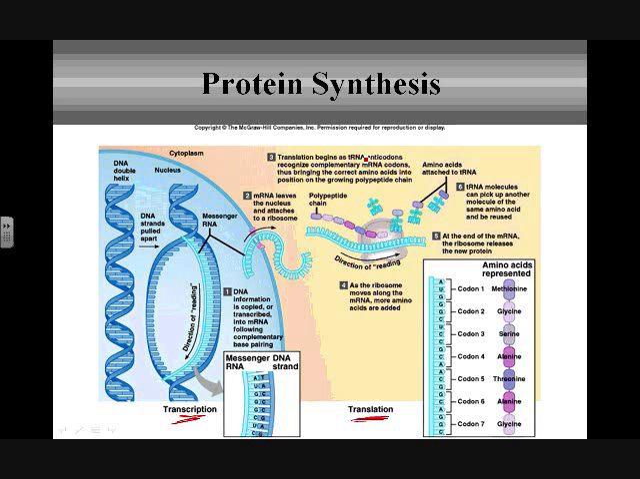Translation begins as tRNA anticodons recognize complementary mRNA codons, thus bringing the correct amino acids into position on the growing polypeptide chain. As the ribosome moves along the mRNA, more amino acids are added. At the end of the mRNA, the ribosome releases the new protein. tRNA molecules can pick up another molecule of the same amino acid and be reused. So the tRNA basically just comes, drops off the amino acid, and then leaves and goes back to pick up more.